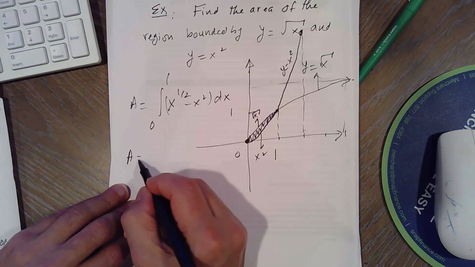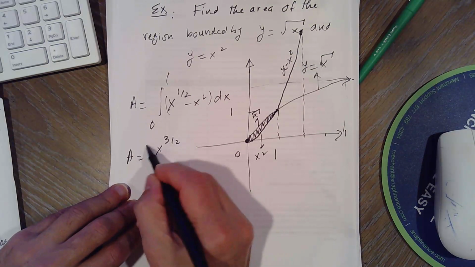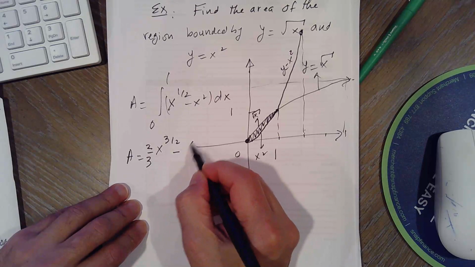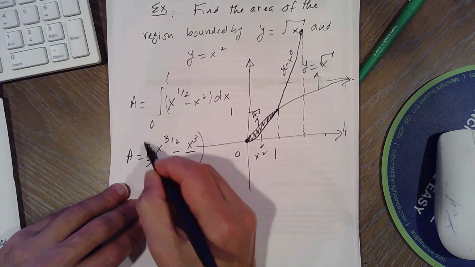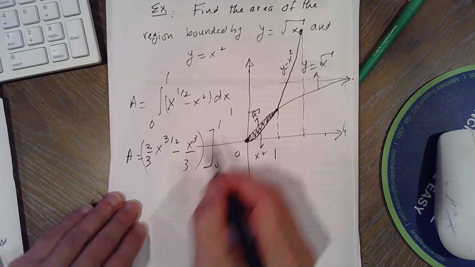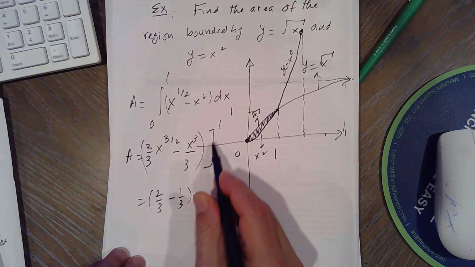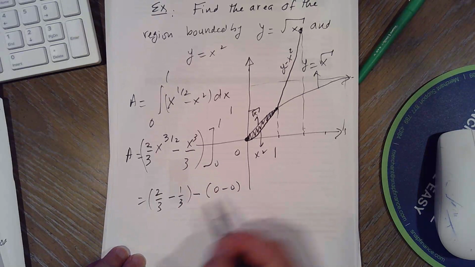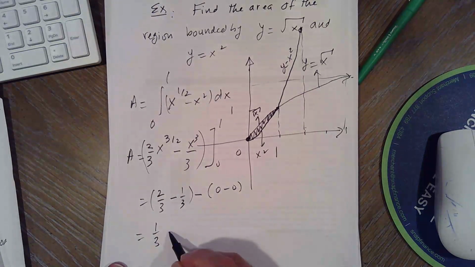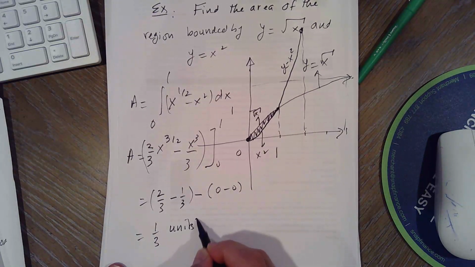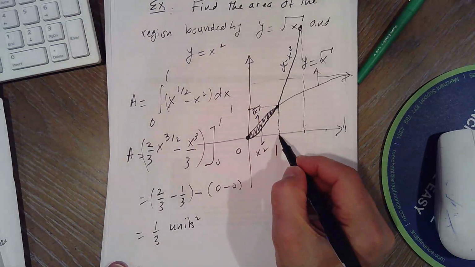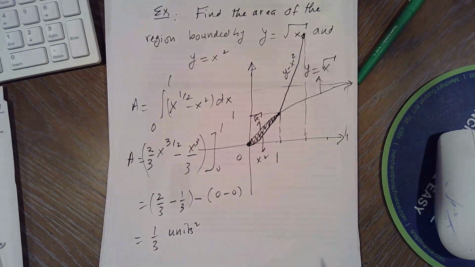Now we integrate x to the 3 halves over 3 halves, or times 2/3, minus x cubed over 3 between 0 and 1. So it would be 2/3 minus 1/3 if we plug the 1 in, and then zeros if we plug the 0 in, which is a third, square units. That area is a third. You can see that's inside a 1 square unit, so it makes a lot of sense.